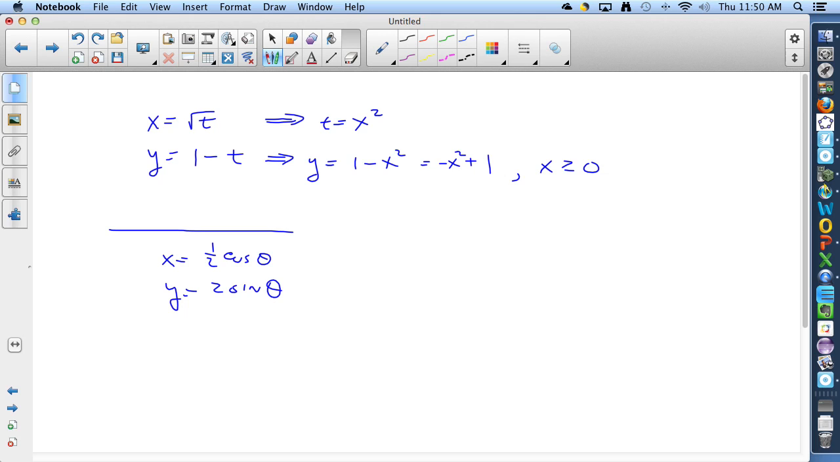I just want to remind you, more than anything, that when you have trig functions, sometimes you need to exploit little tricks. When I see a sine and cosine, do you recall any relationships between them? Cosine squared plus sine squared. Right. So I'm going to exploit that by rewriting this as 2x equals cosine theta, and 1/2 y equals sine theta.